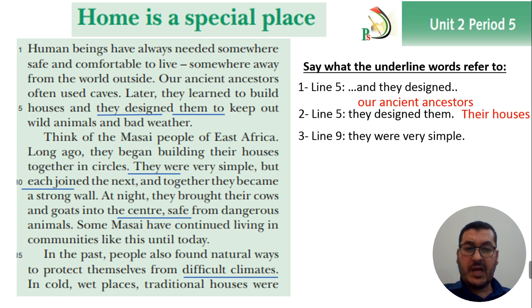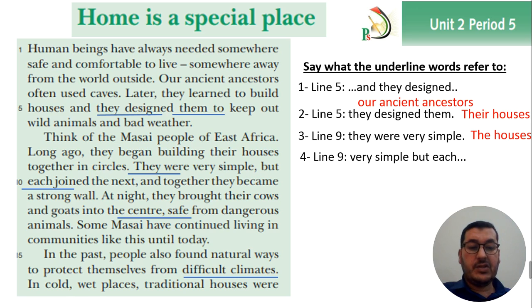Also on this page we have on line 9, they were very simple. What's the meaning of they? Refer to what? Yes, the houses were very simple, not complicated, not difficult, but each joined the next. What's the meaning of each here? All the houses join the next, and together they become a strong wall.